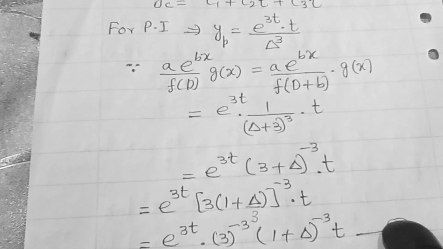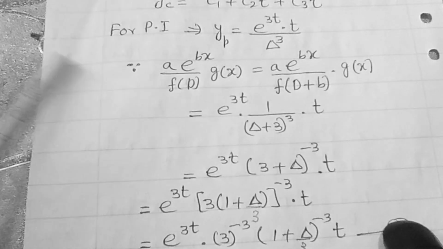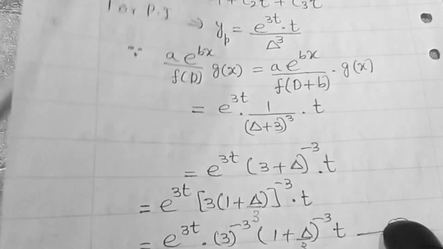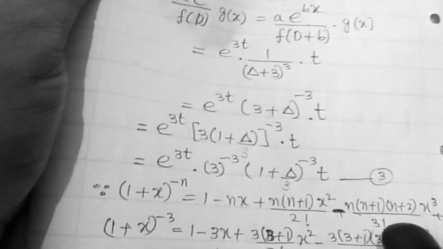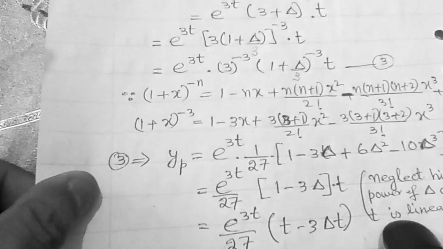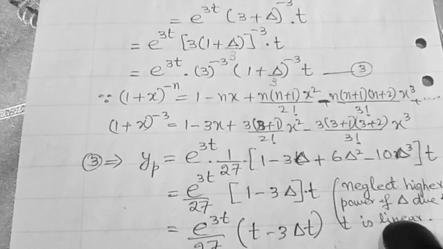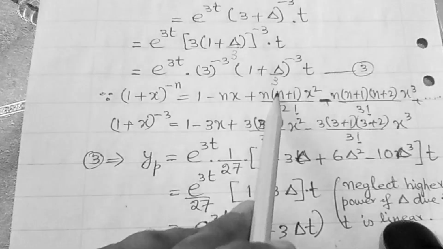Now break the power onto both terms, so 3 raised to the power minus 3 would be 1 upon 27, and here we missed the 3 in the denominator. So let me correct the problem here. 3 is missing. Whenever mistakes come up in the problem, I will try to recognize the mistake, so you can do it yourself. So here 3 is missing.